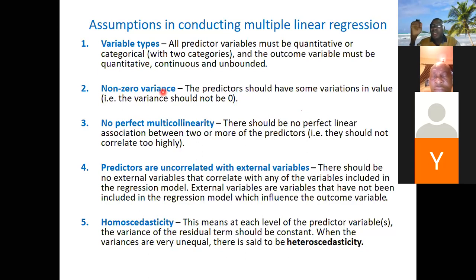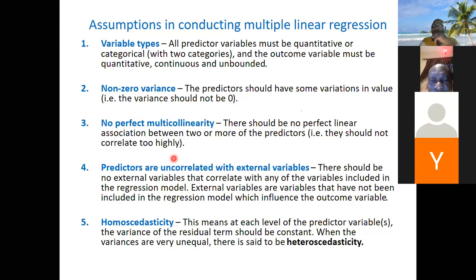Maybe you are asking if somebody is hypertensive, and nobody is hypertensive. All of them are non-hypertensive. You cannot use it, because there's zero variance, in the sense that it's only one value. So, no perfect multicollinearity. This one is very, very important. We'll see it as we practicalize it.